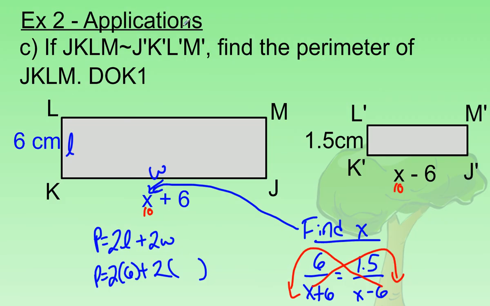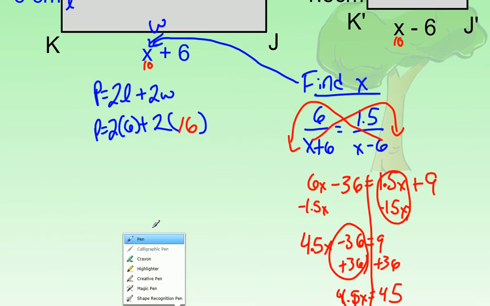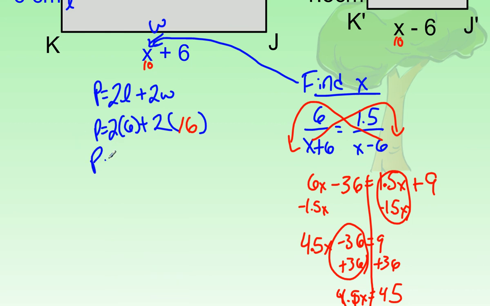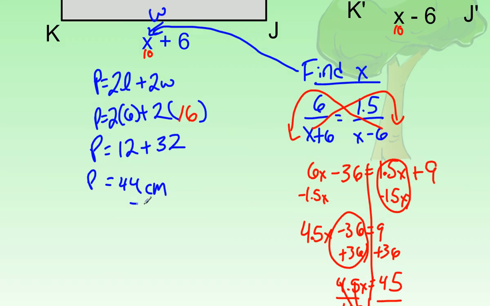The problem says find the perimeter of JKLM. That's this larger rectangle. So I don't care about the other one. This is 10. So this length, or the width I should say, the width is 16. And that's the information I needed in order to find the perimeter of that shape. So the perimeter is 2 times 6 is 12. 2 times 16 is 32. Add them together, you get 44. Centimeters is my label for the perimeter.